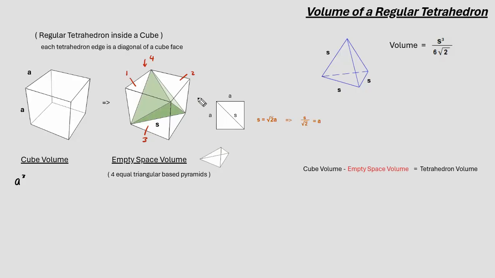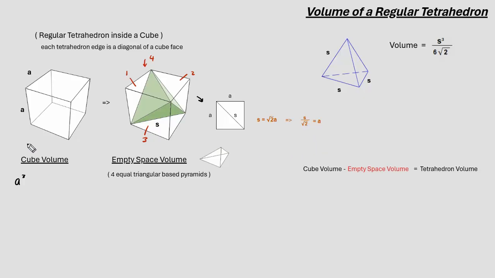Now, the face of the cube is a square, and the edge of a tetrahedron is a diagonal of the square face. And when we have a square and the diagonal length is given by root 2 multiplied by the edge length of the square, and this leads to an expression for A, which is S over root 2.